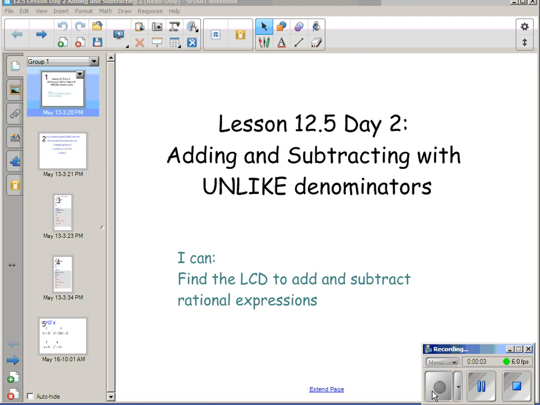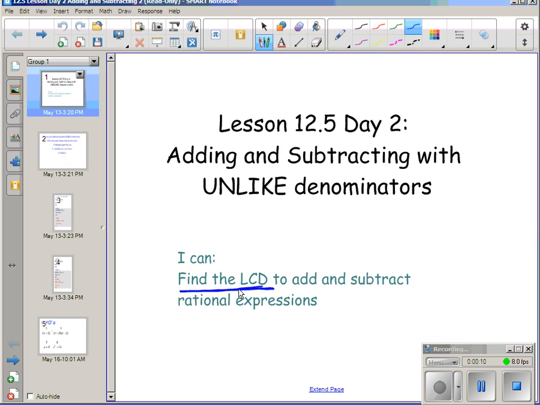Welcome to 12.5 Day 2, adding and subtracting with unlike denominators. So it's going to kind of tie in with what we did yesterday. Yesterday we found the least common denominator. Now we're going to actually have to add them after we find out what the least common denominator is.